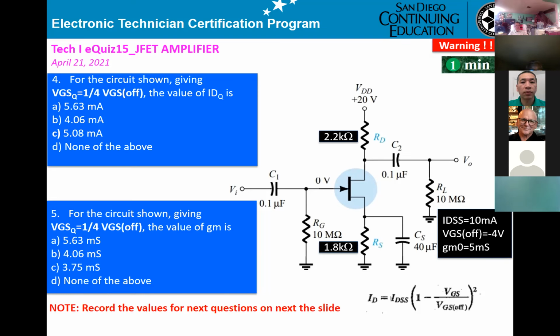Mr. Pham? On number 4, are you saying that VGSQ equals 1/4, and then right after that you have VGS off? It's 1/4 of VGS off, or what? I'm just trying to understand the question. So you take VGS off, divide by 4. Yeah, I just want to understand. Okay.